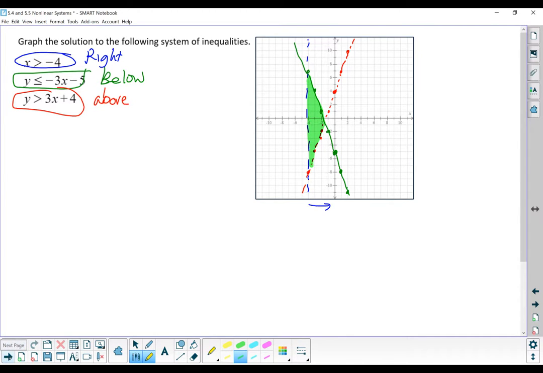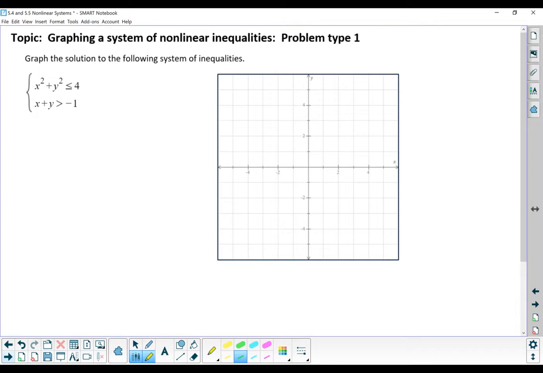Okay, system of 3 linear equations. Our last topic is to graph a system of non-linear inequalities. So we might have circles come up, we might have parabolas come up. This first one is a circle. So it's a circle centered at the origin.